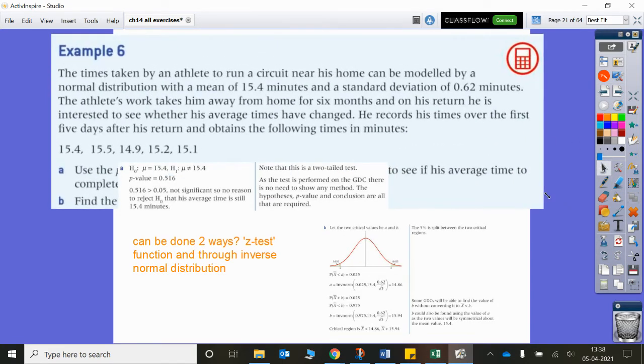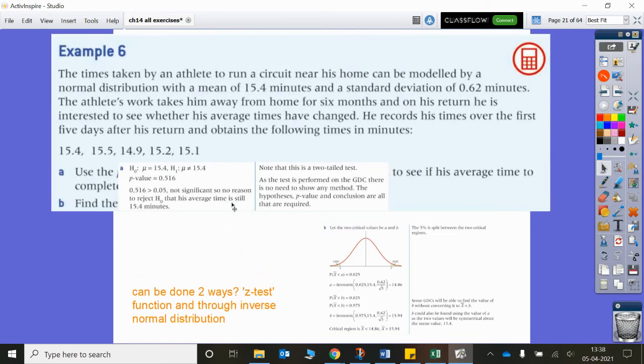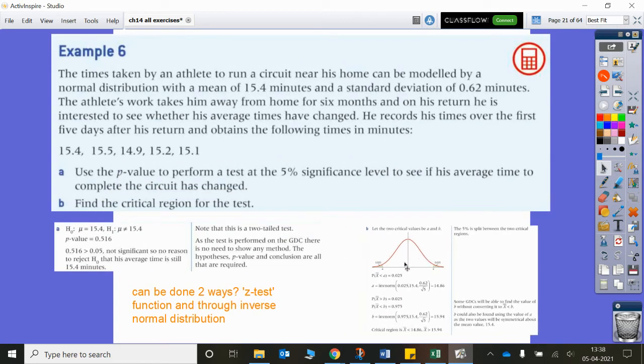Okay, if you want to pause because this is all a little bit too much and try the first example in the exercise, absolutely go for it. Otherwise, I'm going to get into this straight away.